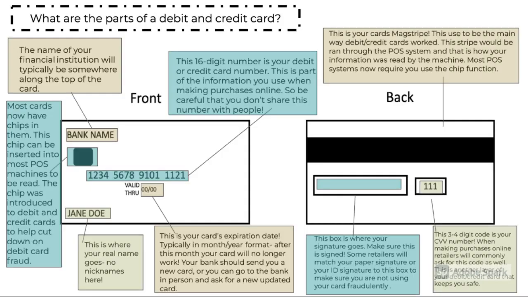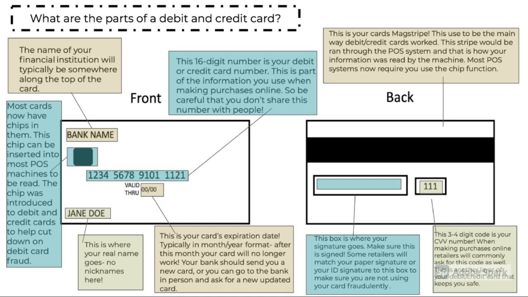So what are the parts of a debit and a credit card? Starting with the front in the upper left-hand corner, we have the name of your financial institution. Typically, it's somewhere along the top. Right below that, we have the chip. Most cards now have chips in them. This chip can be inserted into most POS machines to be read. The chip was introduced to debit and credit cards to help cut down on debit card fraud.